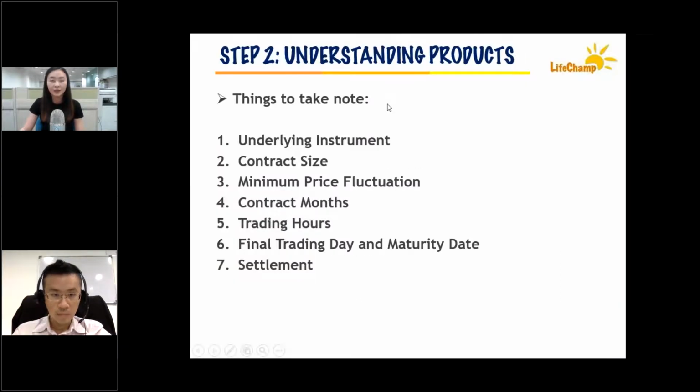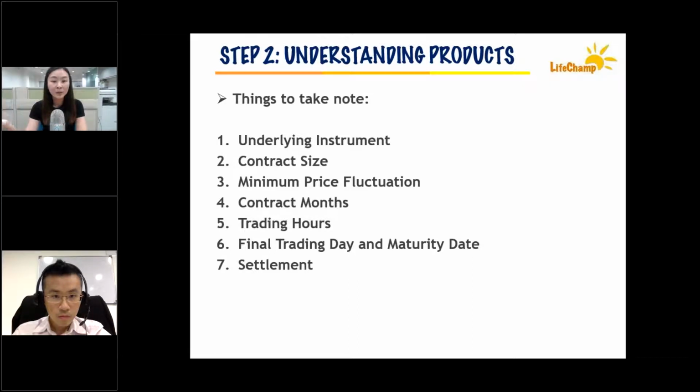Okay, so I list out the things that we need to take note before we actually choose a product to trade. So for this one, things to take note: underlying instrument. Of course, you need to know what you are trading, and then the contract size. So for one contract you're holding, what's the contract size you're holding? Means 100 grams of gold or 25 metric tons of palm oil. You have to understand. You have to know that one.